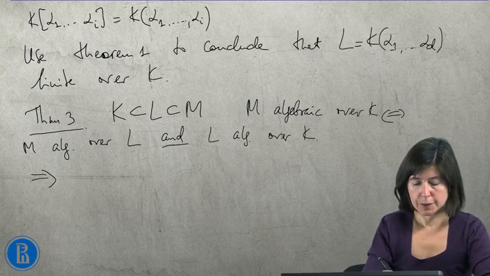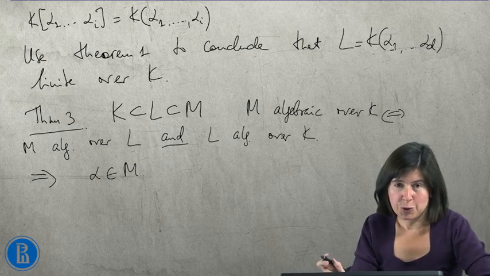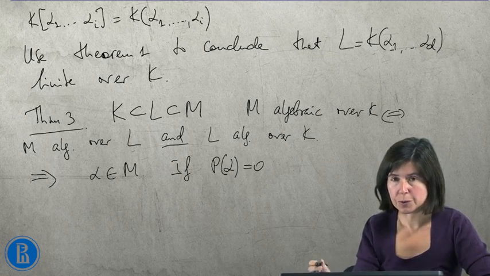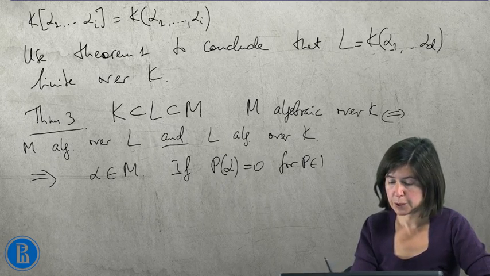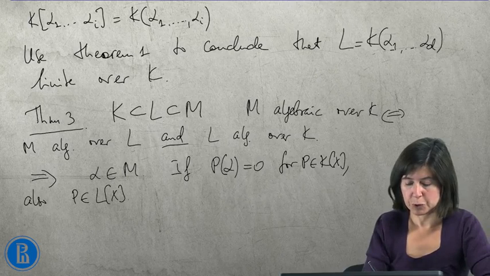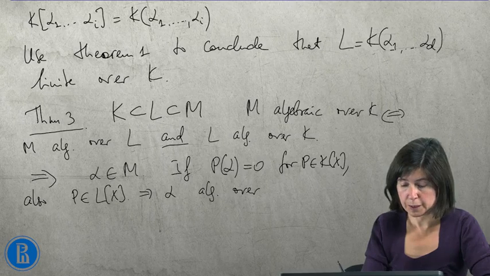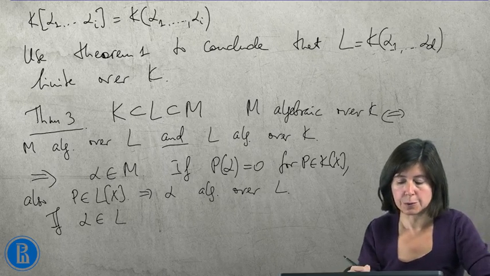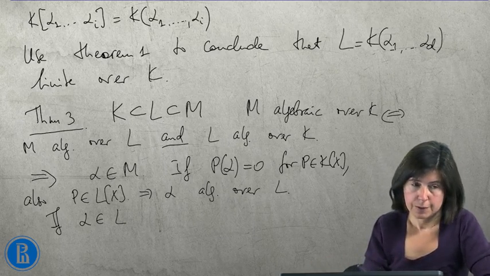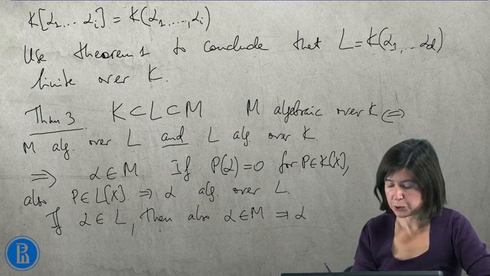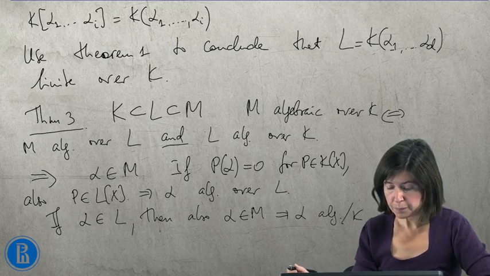So one direction, let alpha be in M. Of course, if it satisfies a polynomial relation with coefficients from K, if P of alpha is 0 for some P in K[X], then also this P is in L[X]. So alpha is algebraic over L. And if now alpha is in L and we want to prove that it's algebraic over K, then it's even easier. Then also alpha is in M, and so alpha is algebraic over K. So L is algebraic over K.